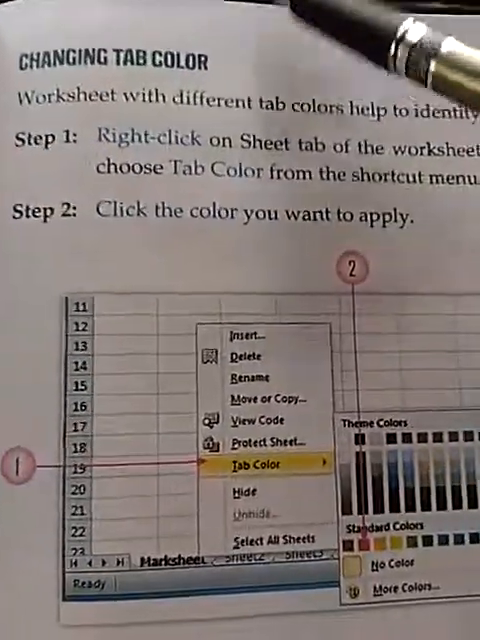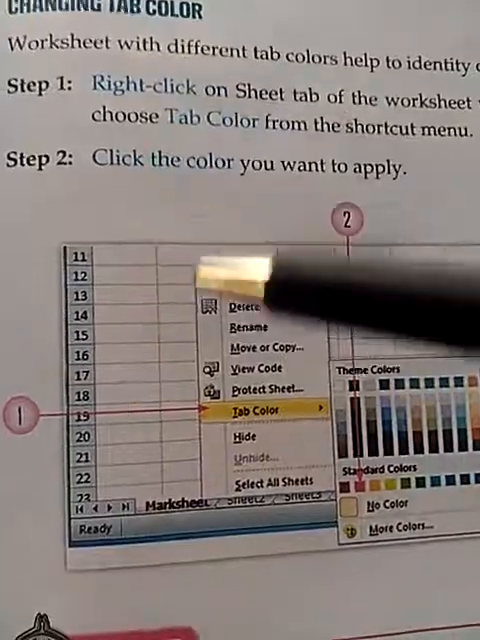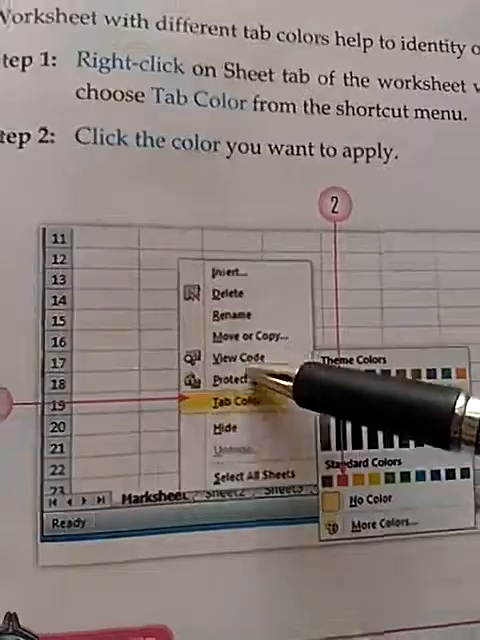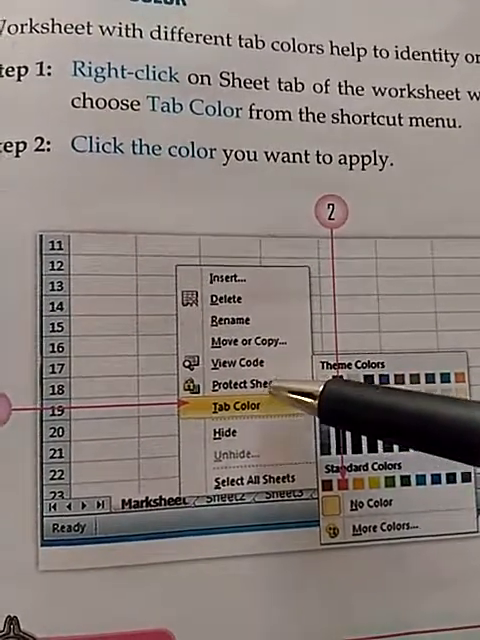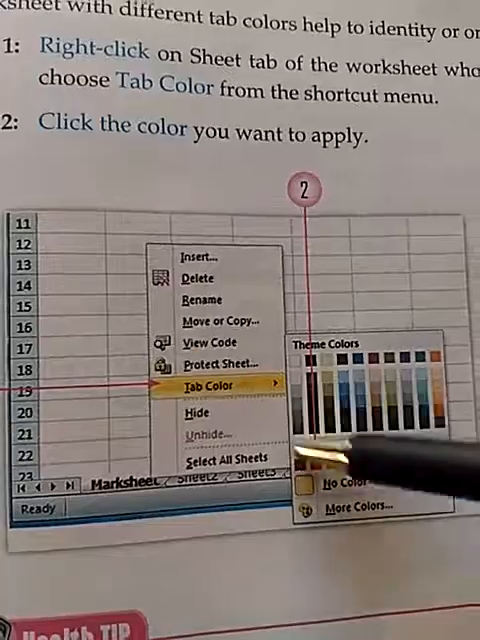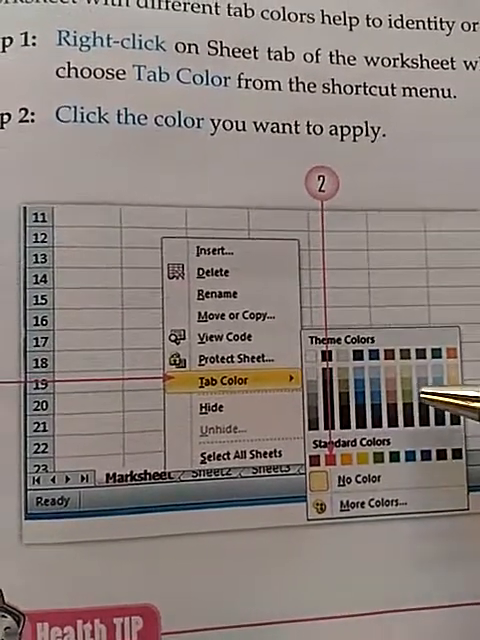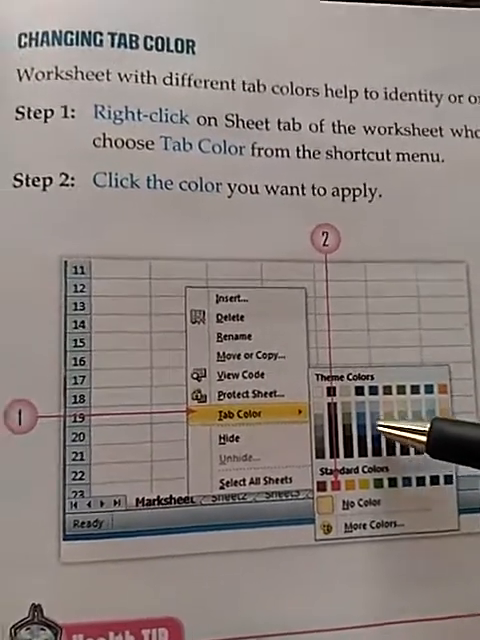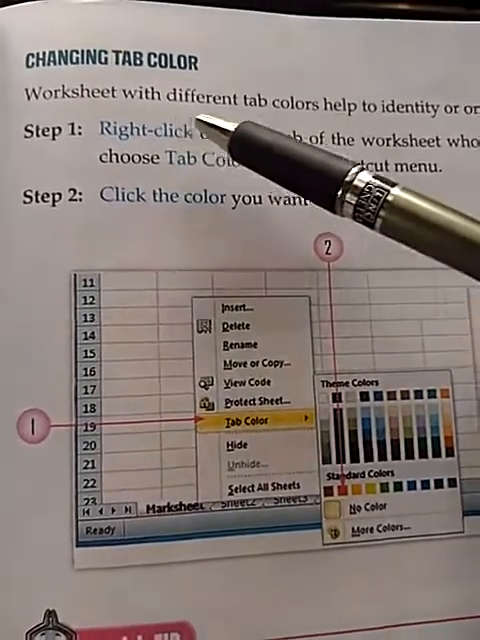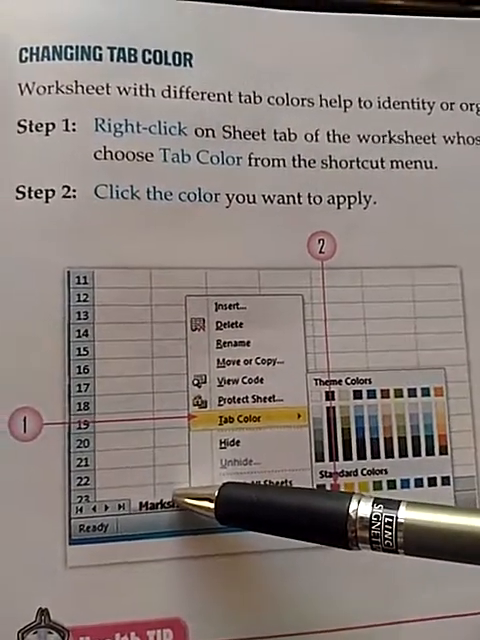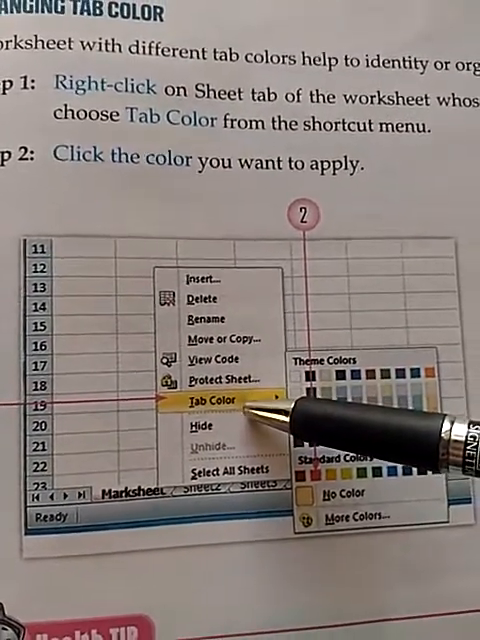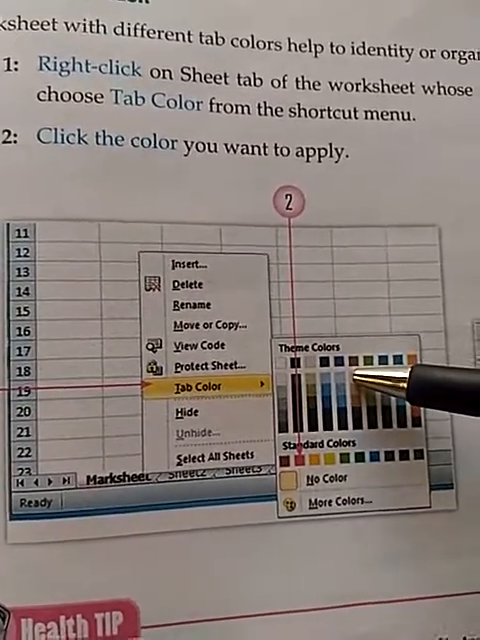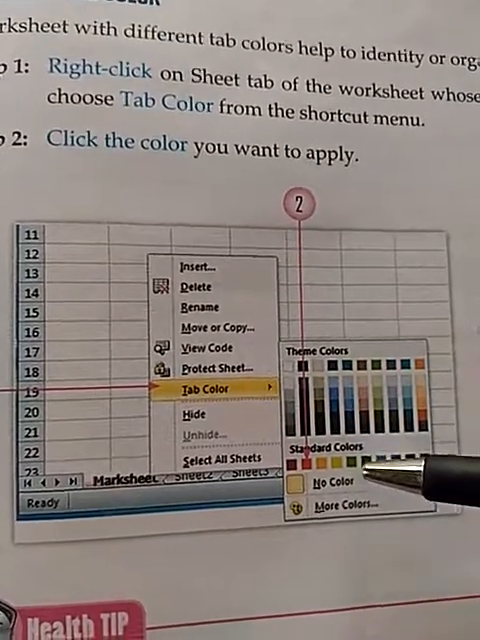Now changing the color of the tab. You can change the color of the tab by simply right clicking it and you will get the option tab color. By selecting the tab color, various colors will be displayed over here and you can select the color according to your requirement. So in this way you can change the color of the tab. How? First you just right click the tab. On right clicking the tab you will get the option tab color. On the tab color you will get the different types of color, and after that you can apply the color which you want.